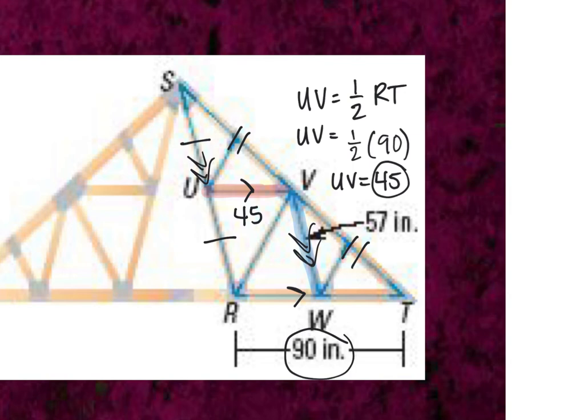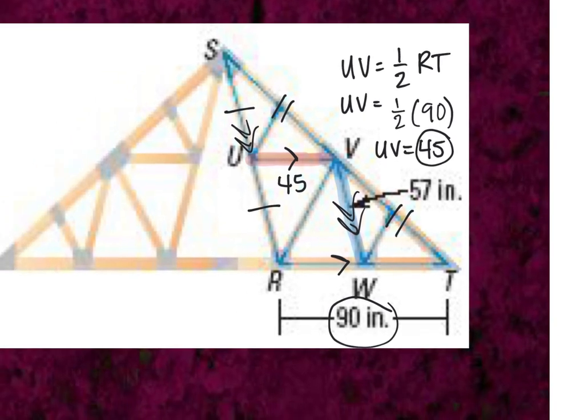What else do we know? Emma? That RW and WT are congruent. Excellent. How do you know that? Because W is the midpoint. Very good. And now there's one more piece of information.